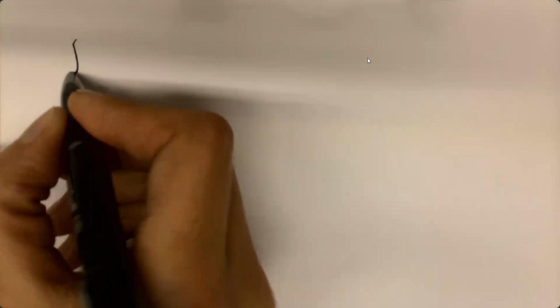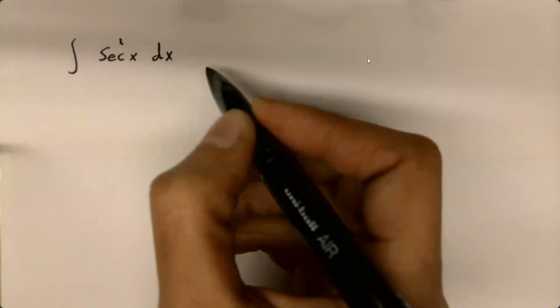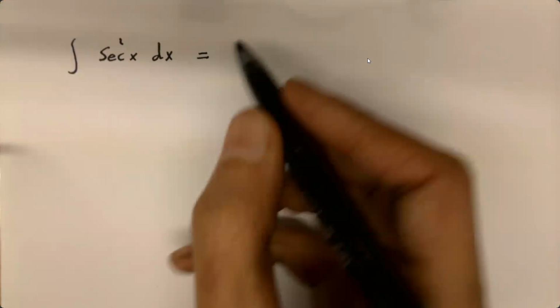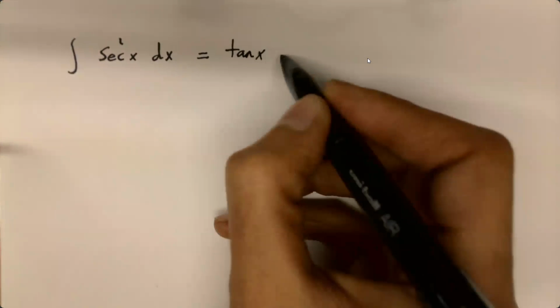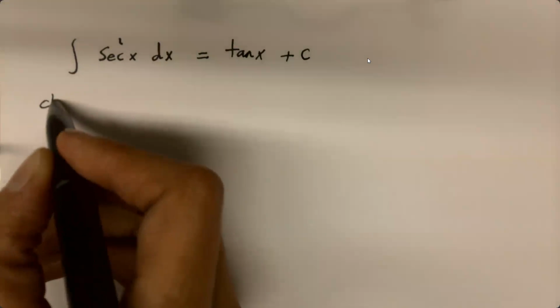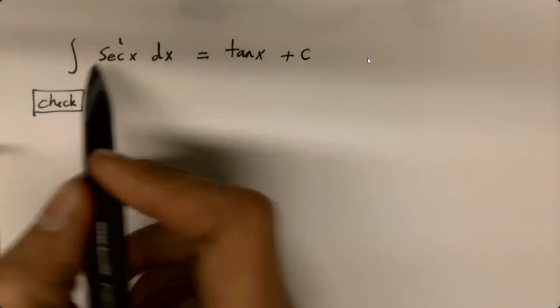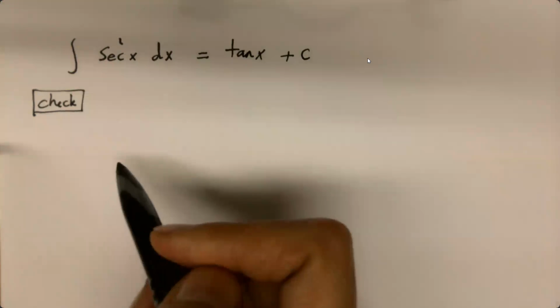Let us find the integral of secant squared of x dx. This is equal to tangent of x plus constant of integration. But how do we check the work? To check, we take the derivative of both sides. They must be equal to each other.